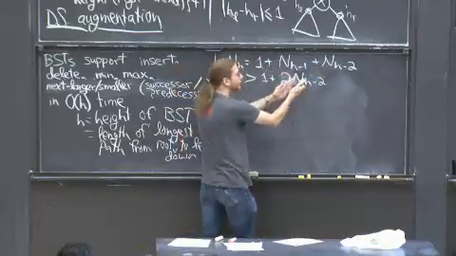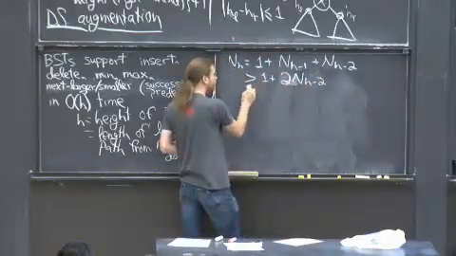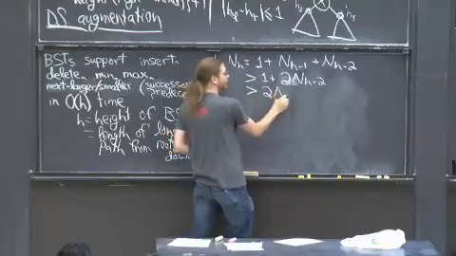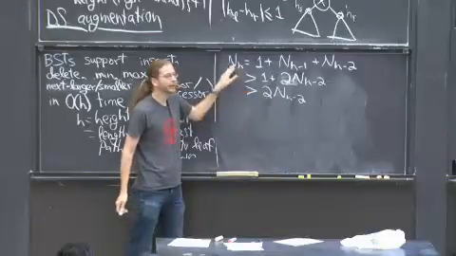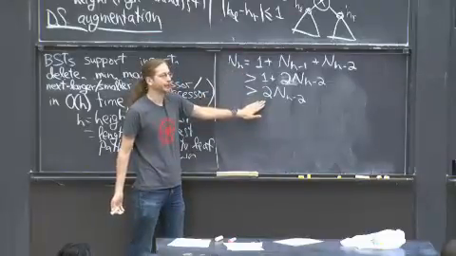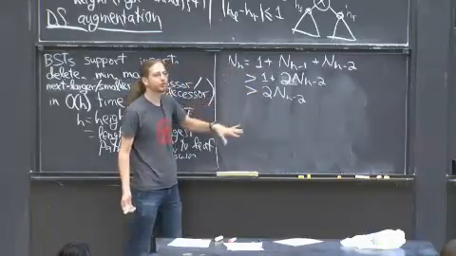So I can combine these into one term. It's simpler. I can get rid of this 1 because that only makes things bigger. So I just have this. OK, now I need a base case. But this looks like 2 to the something. What's the something? h over 2.